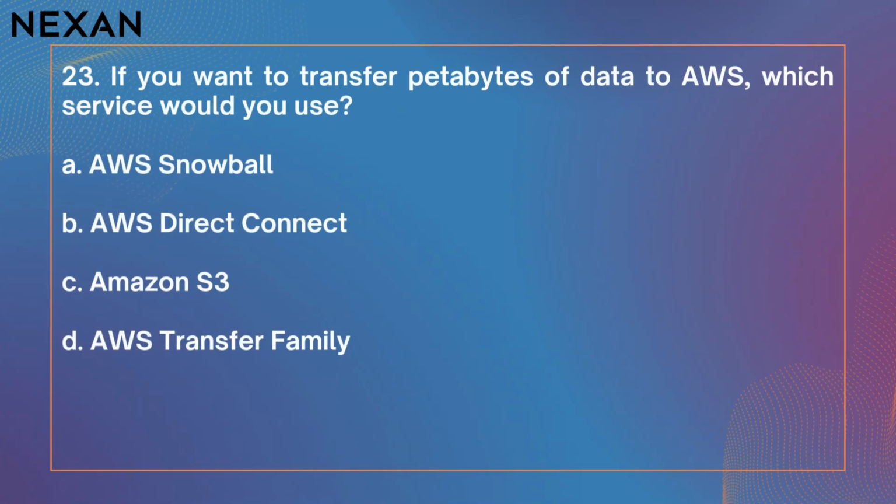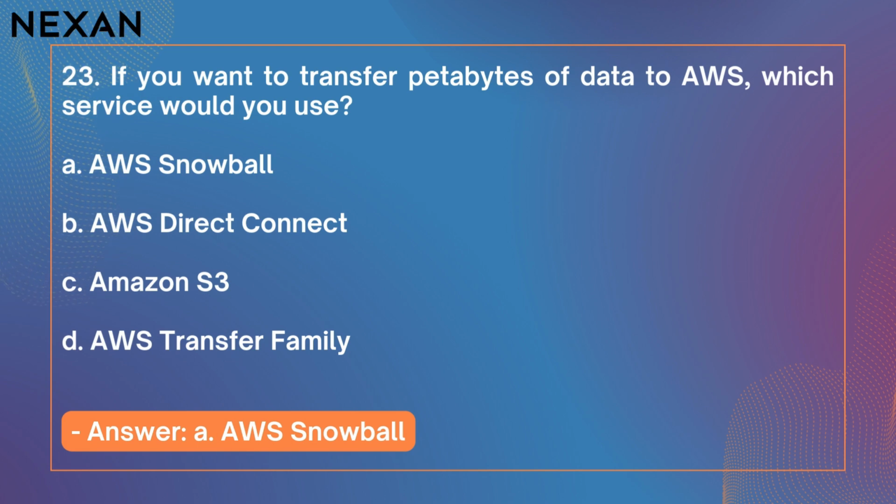23. If you want to transfer petabytes of data to AWS, which service would you use? A. AWS Snowball. B. AWS Direct Connect. C. Amazon S3. D. AWS Transfer Family. Answer A. AWS Snowball.